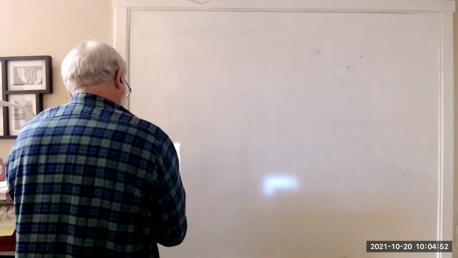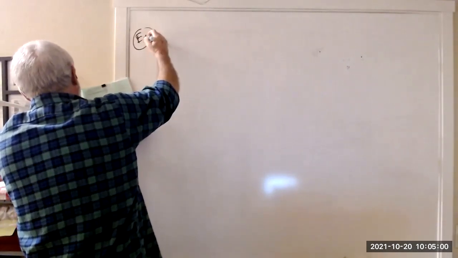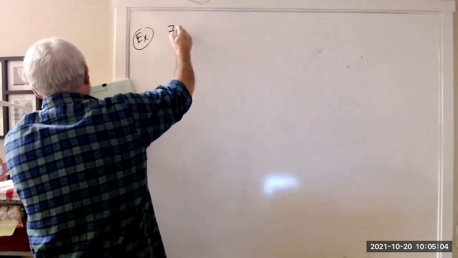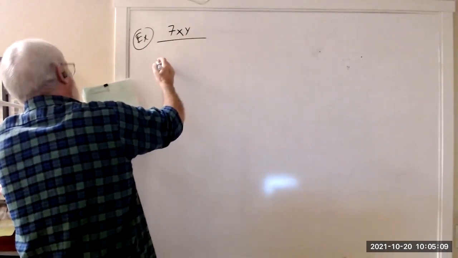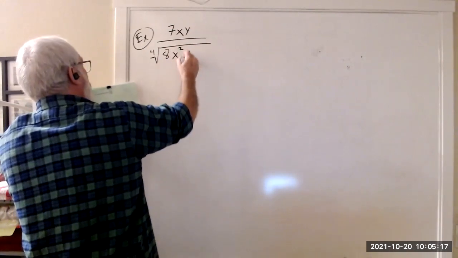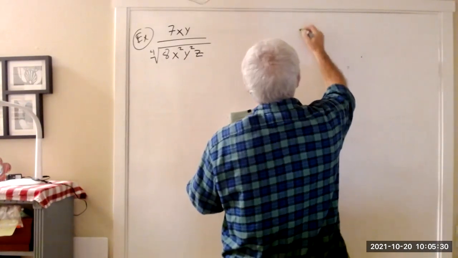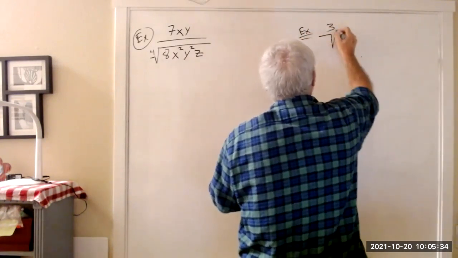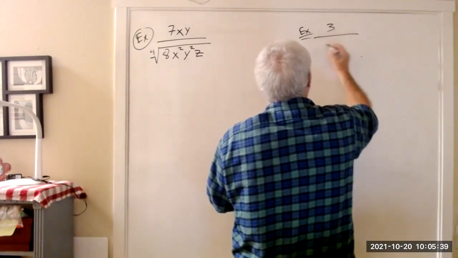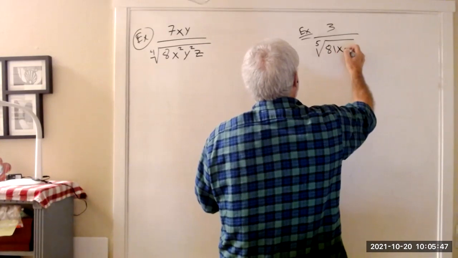So I want you guys to try this problem: 7xy over the fourth root of 8x squared y squared z, and this one, 3 nuts over the fifth root of 81x to the third.